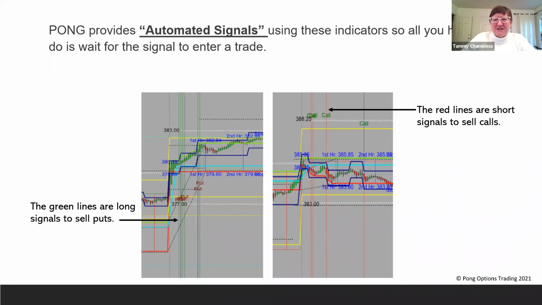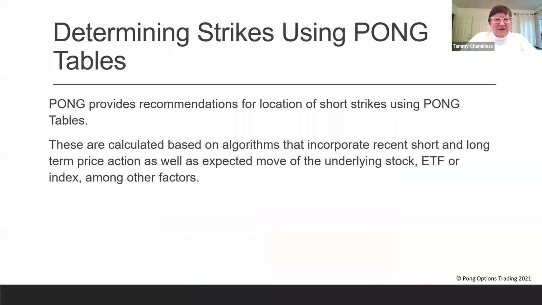So once you have a signal, the signal just tells you when to enter and what direction to trade. Now you need to know the strike to trade. So determining strikes using PONG, these aren't simple indicators. These are based on mathematical models based on historic data to determine what PONG thinks is likely to happen. They're calculated based on algorithms that incorporate recent, short-term, and long-term price action, as well as expected move of the underlying stock or ETF, among other factors.